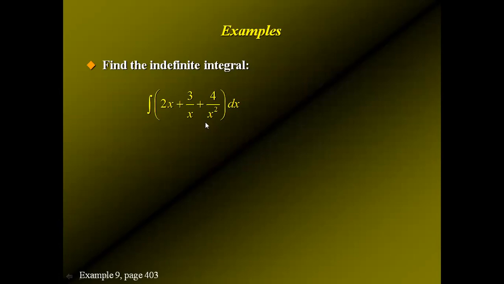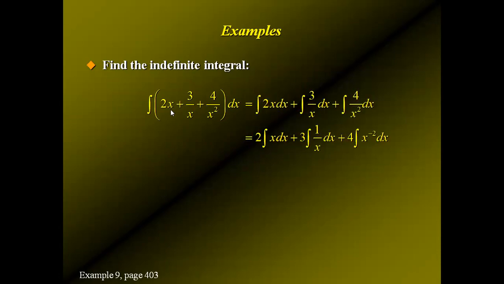Find the indefinite integral of this: twice x plus 3 by x plus 4 by x square dx. How can we find this integration? First of all we have to use the sum rule. Integration of this plus the integration of this one plus integration of this one. Then we have to use the rule of constant multiple of function. 2 integration of x, 3 integration of 1 by x, 4 integration of x to the power minus 2.